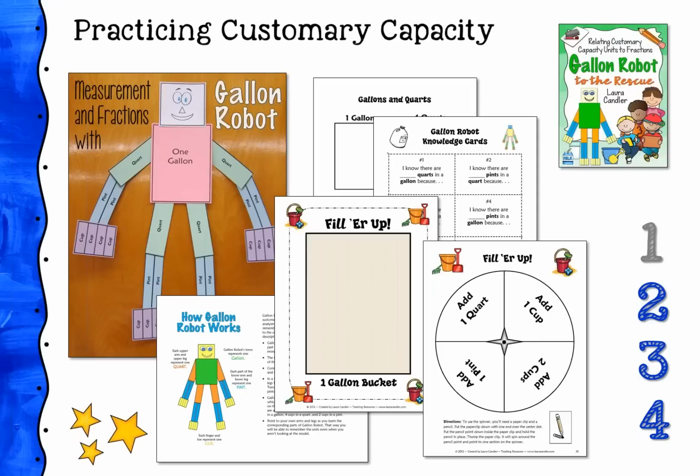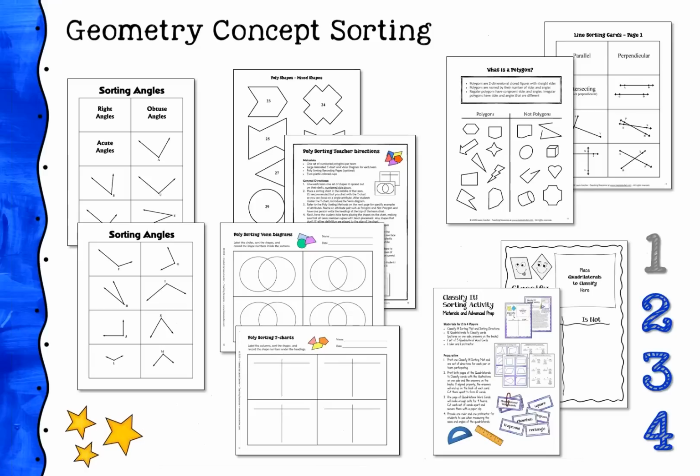I did mention the Gallon Robot to the Rescue product, and if you notice to the right-hand side of this slide, it is actually for not only practicing, but also for deepening understanding, which is step 2, and then practicing, and then also fluency, because there are some games or some activities, there are some discussion cards, and when you go through all of the activities, your kids will be very comfortable with these customary capacity units.